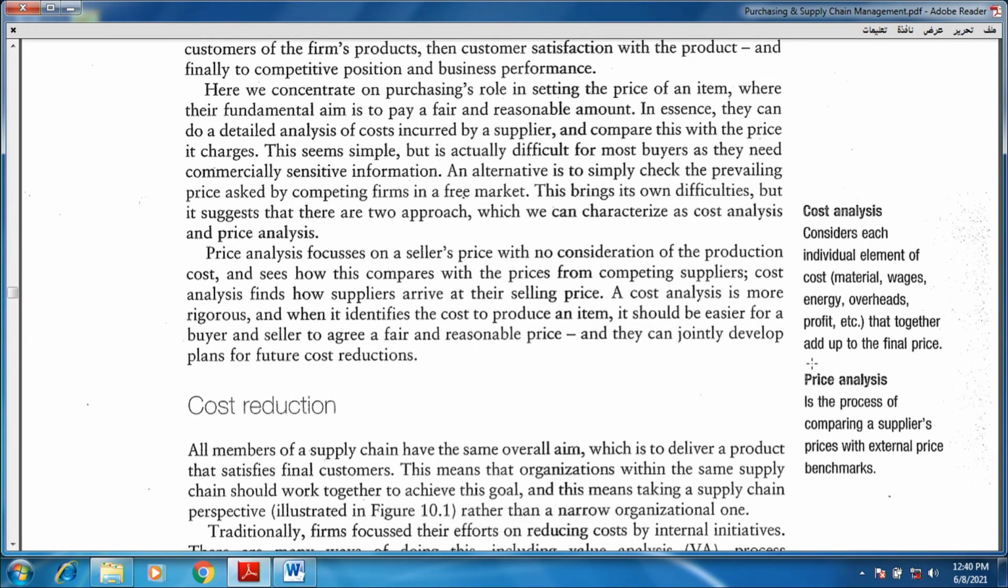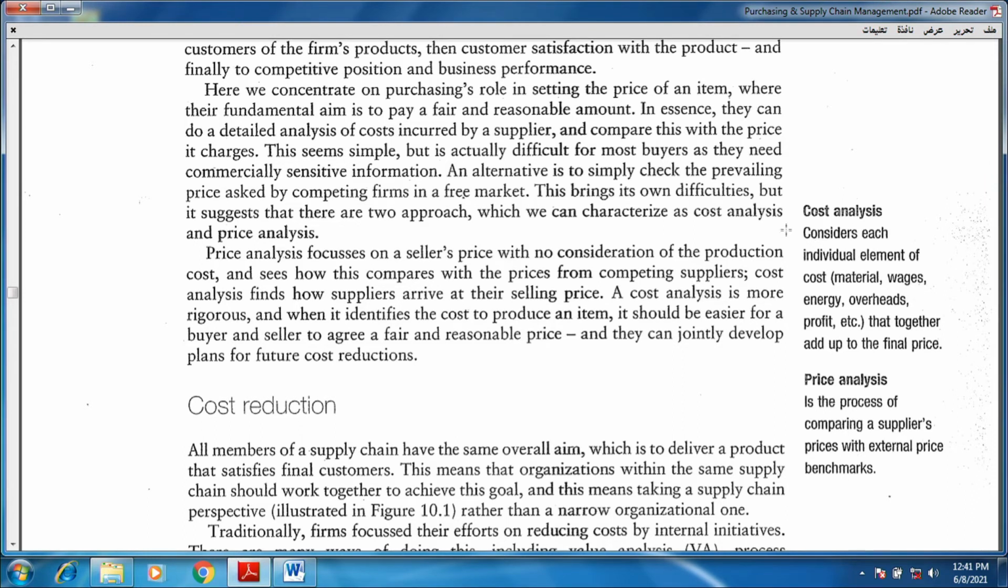The cost analysis, the cost reduction and the price analysis, these definitions today seem to be like each other. When you talk about the cost, you consider each individual element: the materials, the weight, the energy, the overheads, the profits, any item that is included, all together up to the final price. So we have a checklist of multiple items. The overall average is the cost analysis.